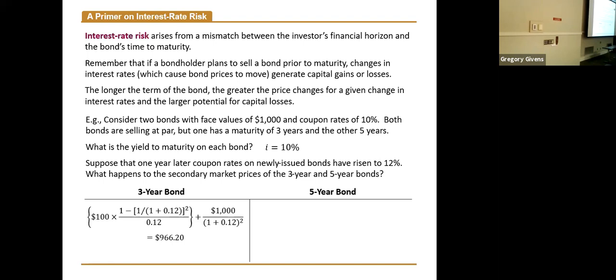If you calculate that, you're going to find it's $966.20, which means, Levi, if you were the bearer of this bond, you would have experienced a capital loss of $33.80. What if instead, Levi, you own the 5-year bond?